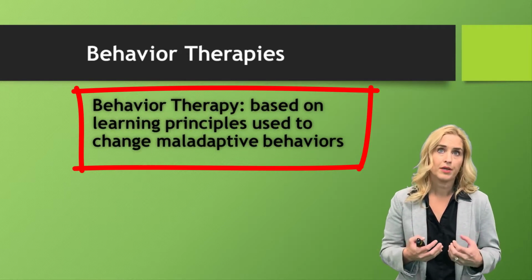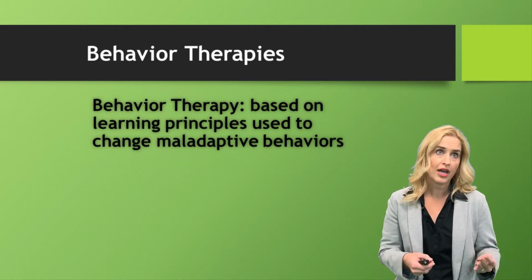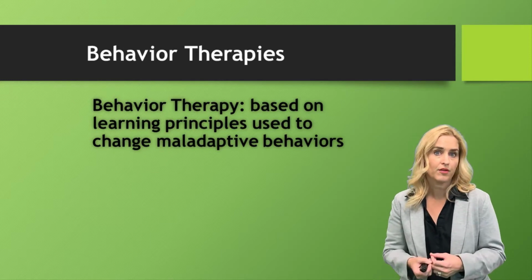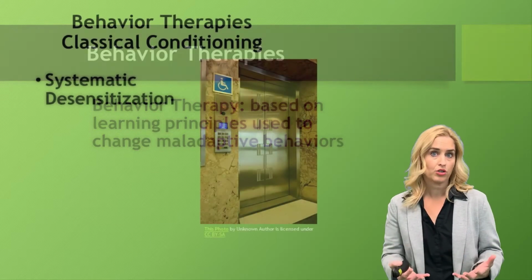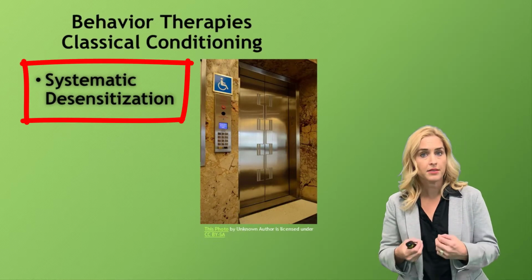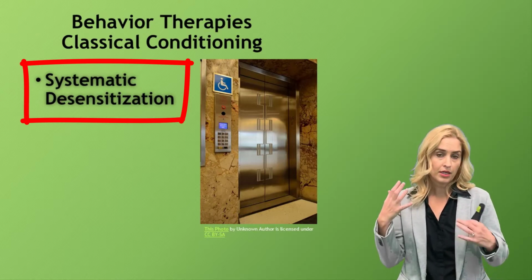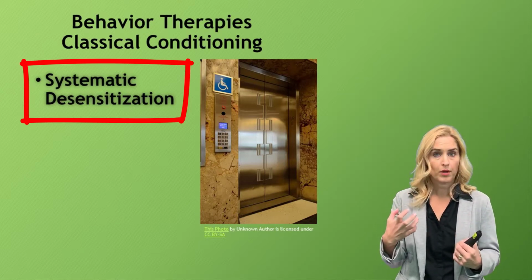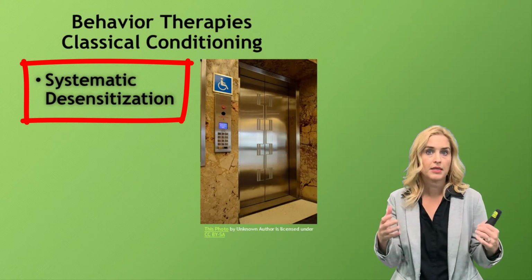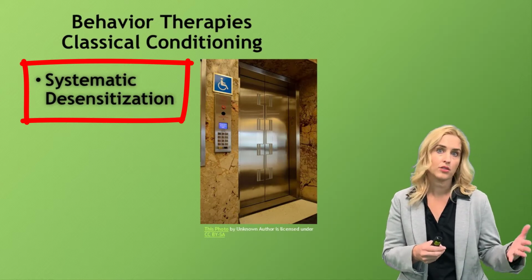So with behavior therapy, this is based on learning principles that we actually talked about in the learning chapter. And we use those principles to help with maladaptive behaviors. So we might use classical conditioning. Now, with classical conditioning, we can do something called systematic desensitization. And this is where we would have a client think about an issue, maybe a phobia that they're dealing with, and think about different scenarios that they are in on a scale of 1 to 10. 10 being the most distressful and 1 being the least distressful.